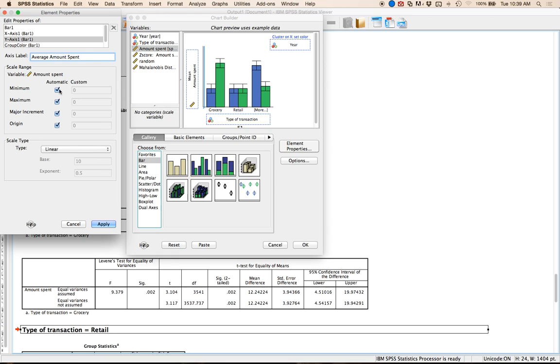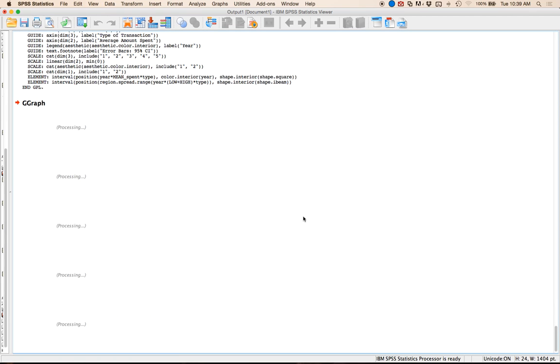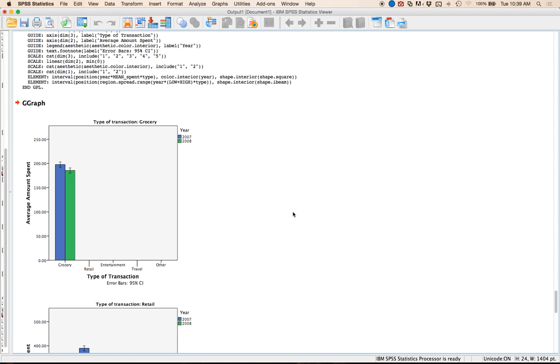Okay. I'm going to make the minimum 0 because I can't spend negative numbers. I'm going to let the maximum do its thing because there really isn't a top. Okay. And then I'm going to hit OK. Hopefully I hit Apply. Oh no, I did it again.